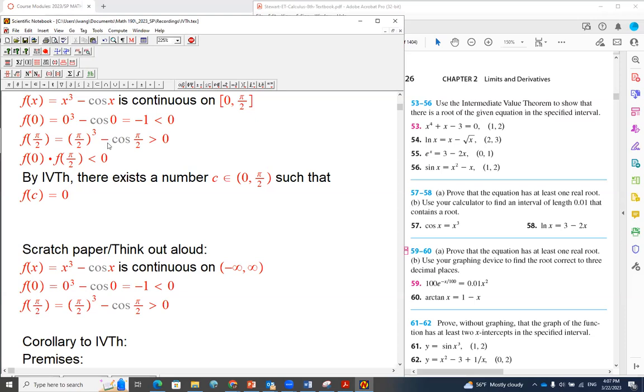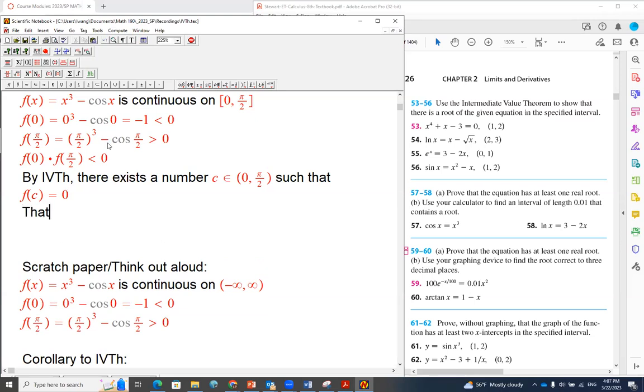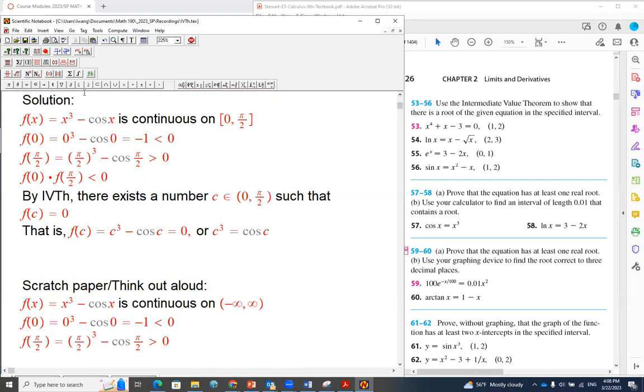What do we get? F of C is when X is replaced by C. We have demonstrated there's at least one, equal to 0. Or you can say C cosine C equals C to the power 3. So there is such a solution, and C does exist. So this piece is really all the work you need to show. A lot of the work to find the interval, you're going to put on scratch paper. Just put it on scratch paper.